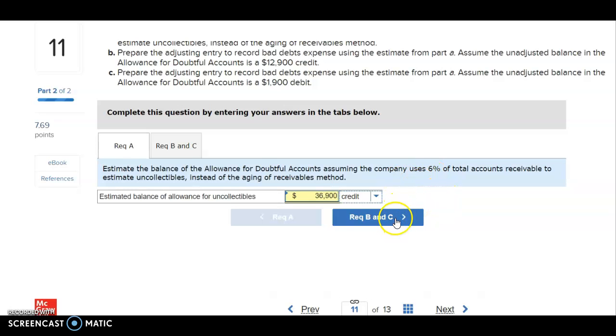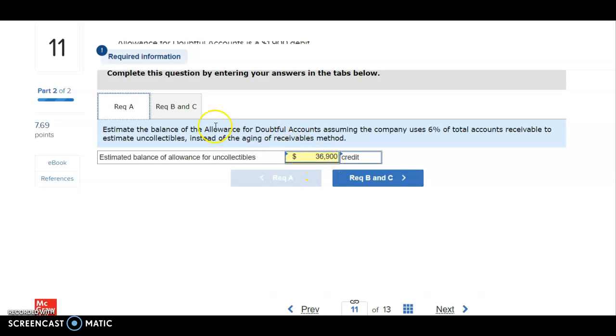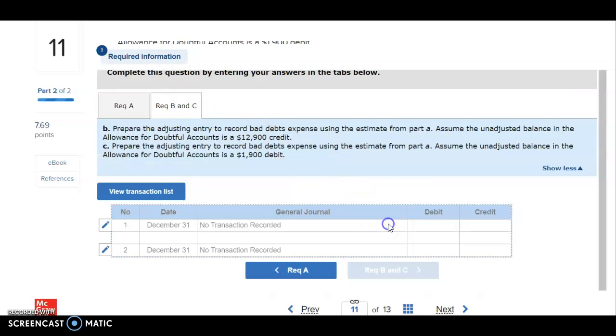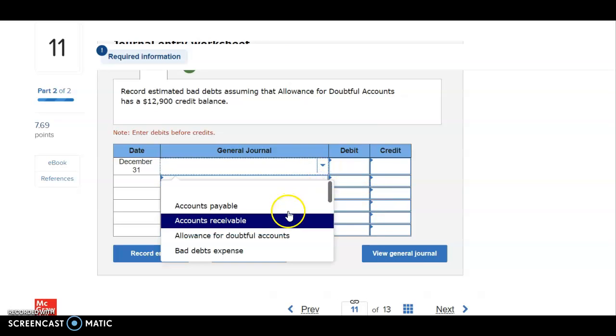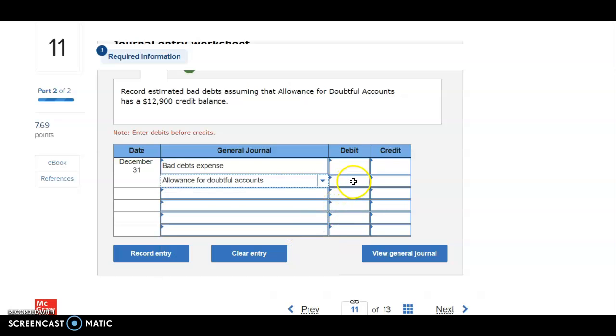So going into our additional two questions, prepare the adjusted entry for the bad debt expense using the estimate from Part A, which is our $36,900. That is our final adjusted amount. So we have to figure out what the adjustment needs to be if we're starting with a credit of $12,900. And again, if we're starting with $12,900 and we want to end up at $36,900, that adjustment amount is $24,000.